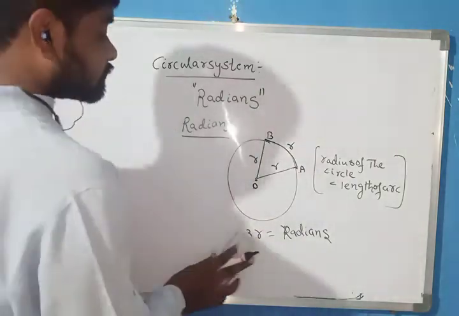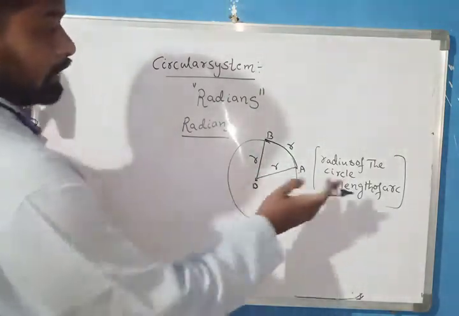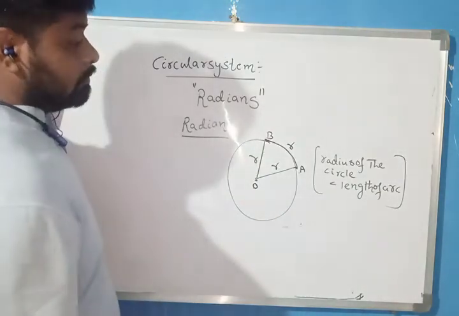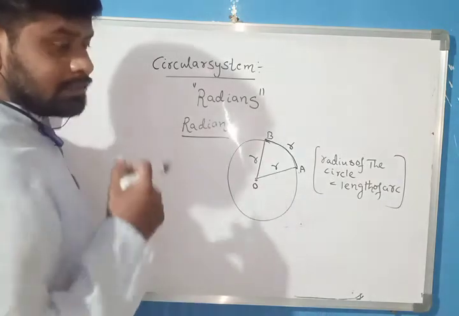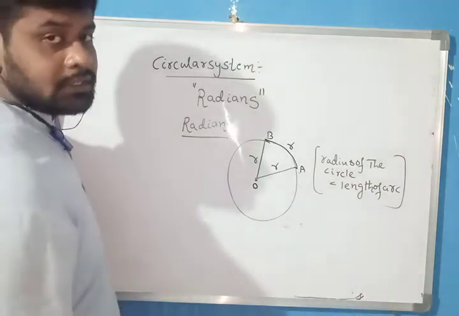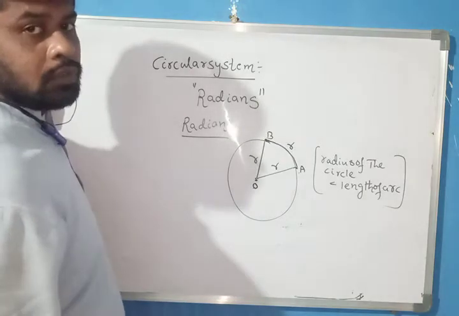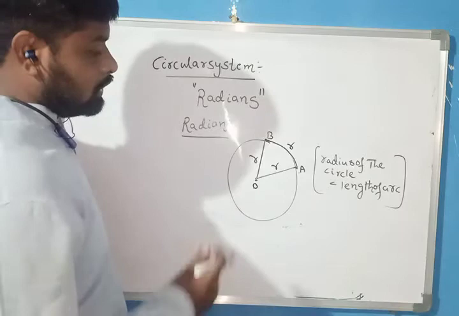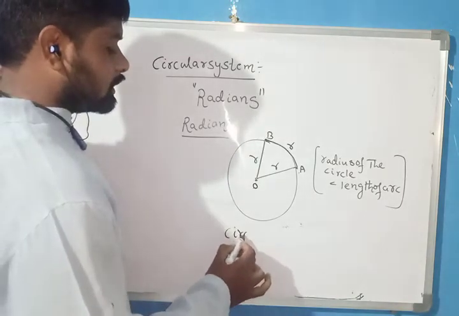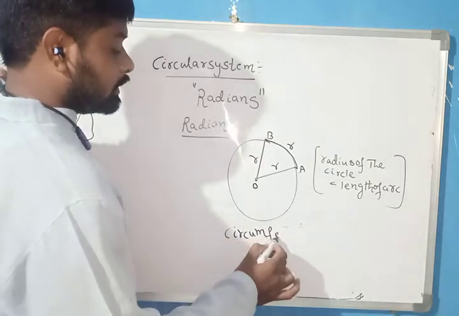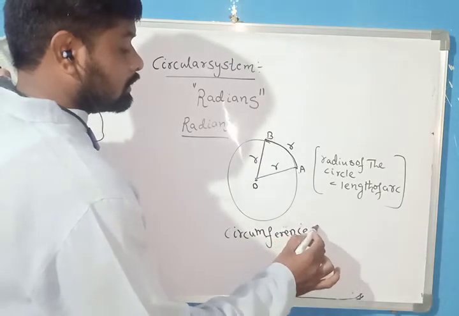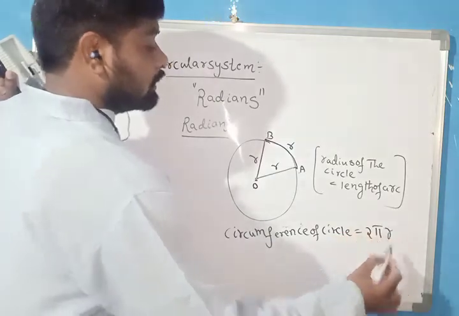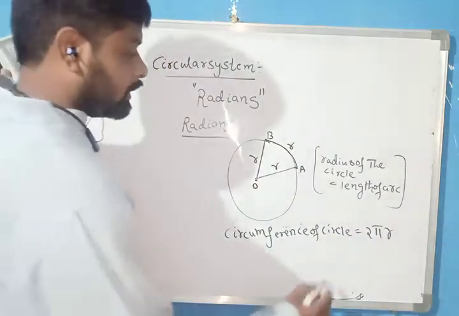After that, this is the radian definition: radius of the circle equals length of the arc. Now, what is the relation between degrees and radians? Before, we discussed one complete rotation, one straight rotation, one right rotation. First of all, what is the circumference of the circle? You already know the formula: circumference of the circle equals 2 pi r.